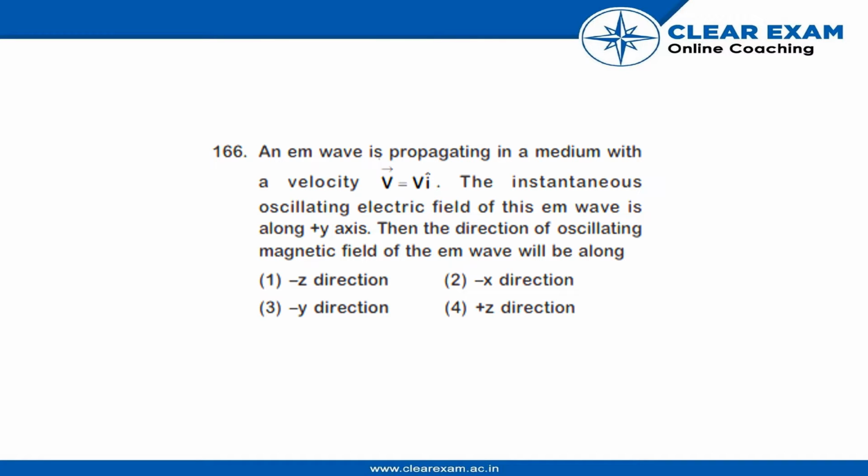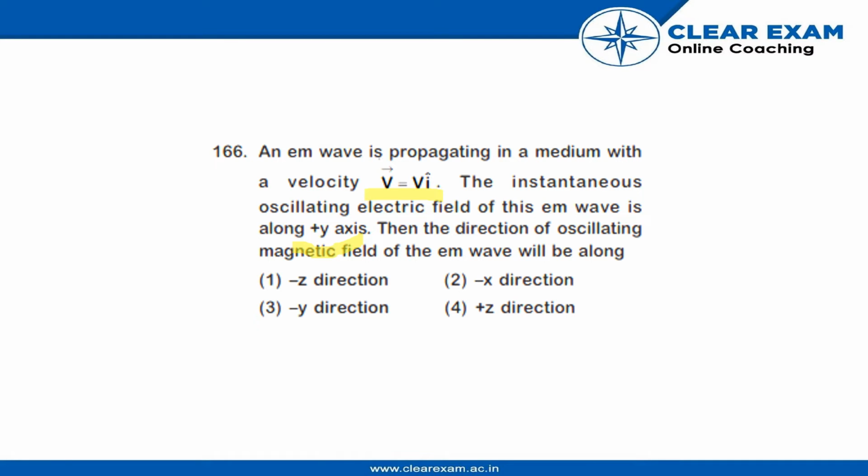So the given question is: an EM beam is propagating in a medium with a velocity v equals v i vector, that is, it is propagating in the x direction. The instantaneous oscillating electric field of this EM wave is along the plus y-axis. Then the direction of the oscillating magnetic field of the EM wave will be.